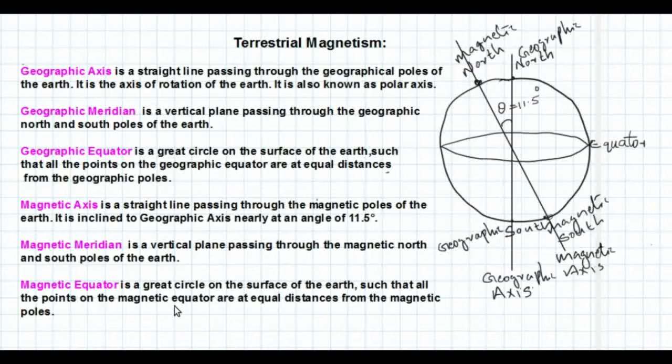Then magnetic equator is a great circle on the surface of earth such that all the points on the magnetic equator are at equal distance from the magnetic poles. So in the previous definition, all the points of this equator will be at equal distance from the geographic pole. Here all these points are at equal distance from the magnetic pole. That is the difference. So please note that the angle is 11.5 degree.